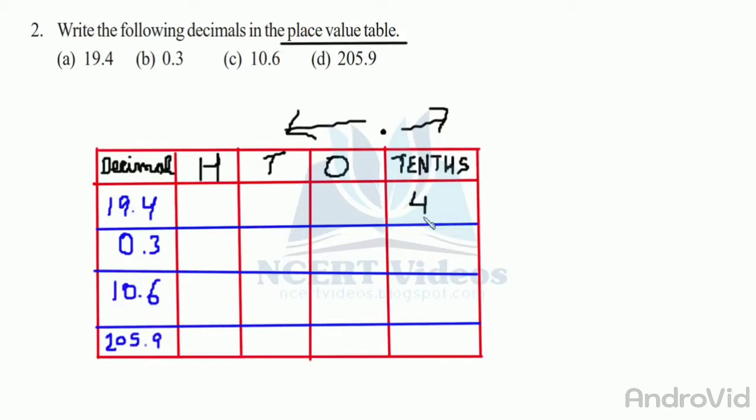That is 4. Then we have 9 in ones position and 1 in tens position. Likewise, we'll do all of them. 0.3 is 3 tenths, and 0 in ones. 6, 0, and 1 in tens position. Similarly, 9 in tens position, 5, 0, and 2 in hundreds. So this is how we have to do this question.